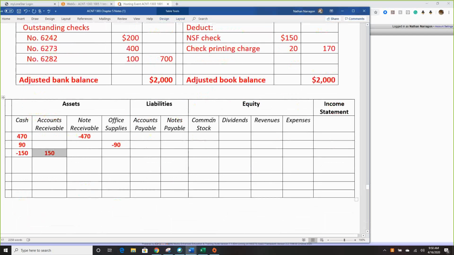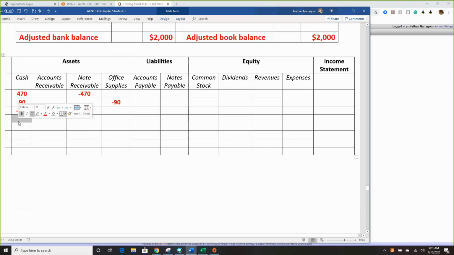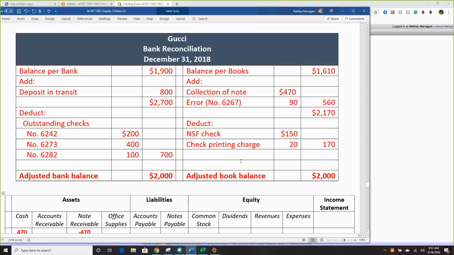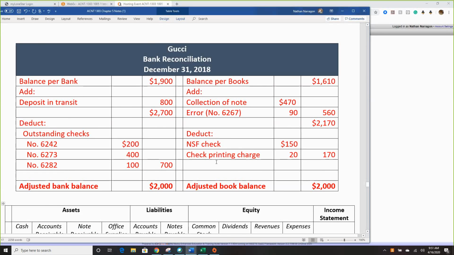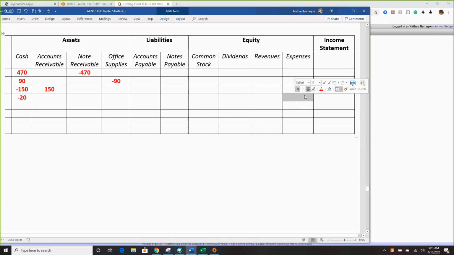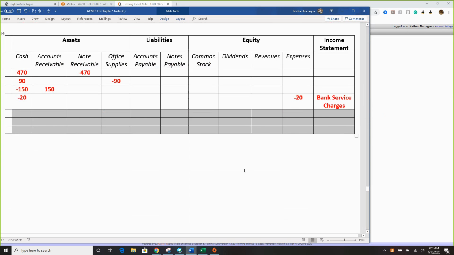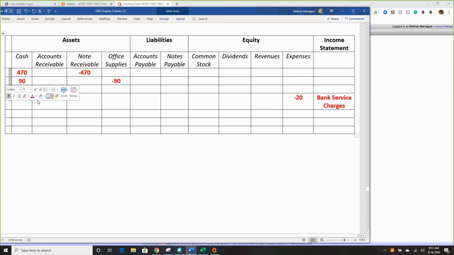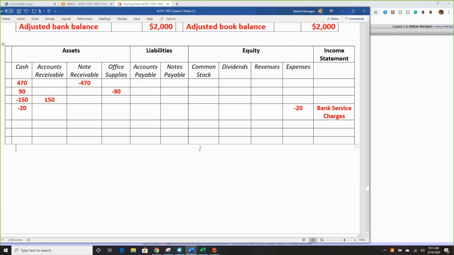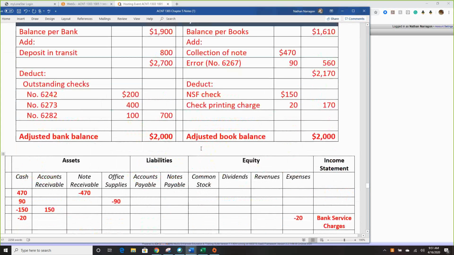Okay. Lastly is the check premium charge, which again, since we have it under deduct for cash, is going negative, and it's going to pop over here on expenses. And since it's a part of the expense or revenue, that means it affects the income statement. Bank service charges. I guess this has extra blanks. And that's really it for the bank statement, bank reconciliation.